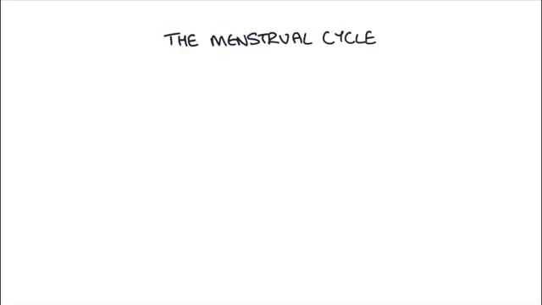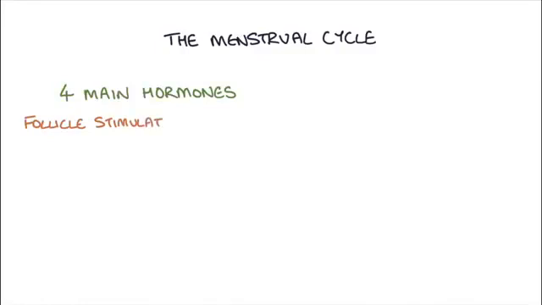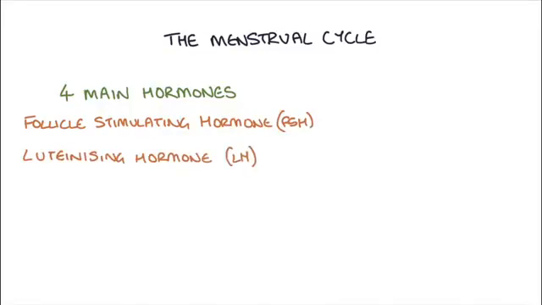cycle in a way that's really straightforward so that you can really understand how all of these different structures produce hormones that regulate this complicated cycle. The first thing to understand is the 4 main hormones involved in the menstrual cycle: follicle stimulating hormone, which we abbreviate to FSH, luteinizing hormone or LH, estrogen, and progesterone.